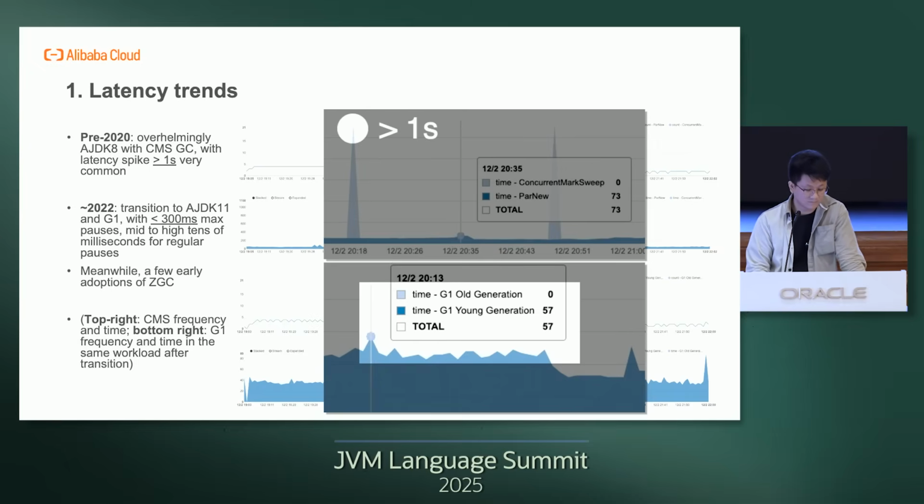I actually have a zoomed-in graph that shows there are occasionally 1 second spikes caused by concurrent mark sweep. Then in the same test, with JDK 11 with G1, we can achieve less than 300 millisecond max pause, with mid to high tens of milliseconds for regular pauses. Meanwhile, some applications are starting to use ZGC, and the pause becomes even less significant.